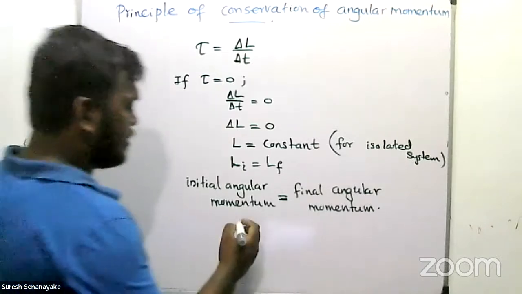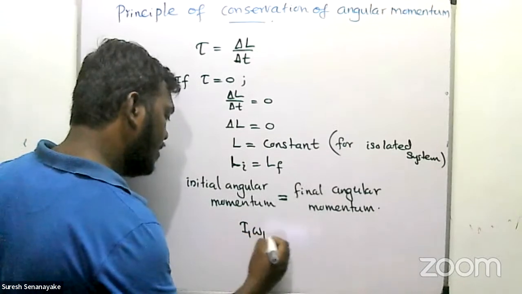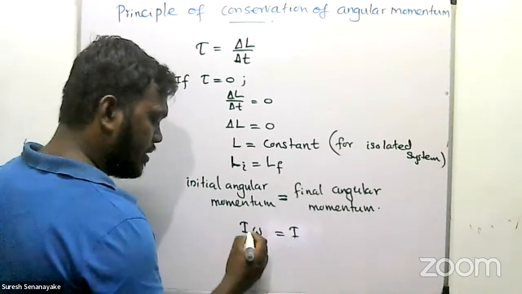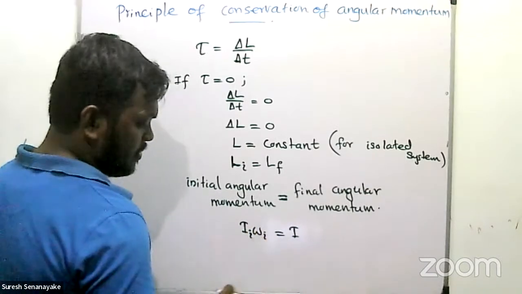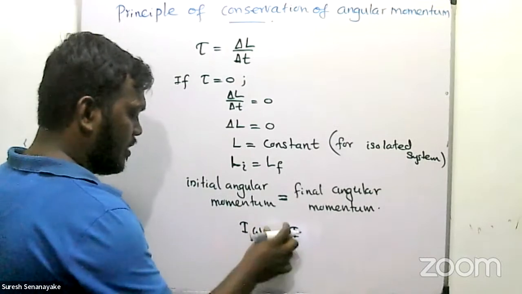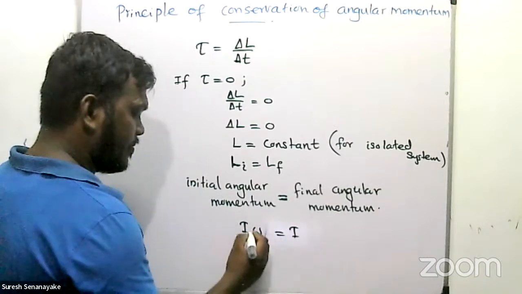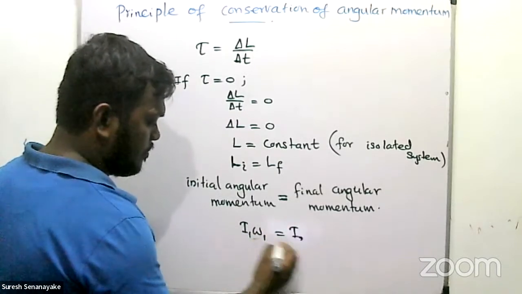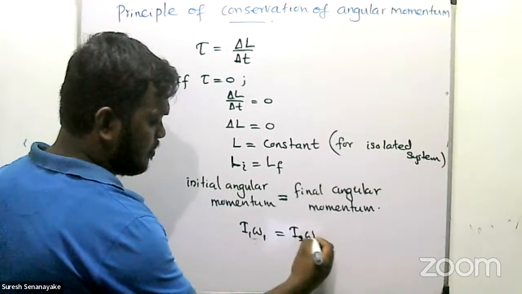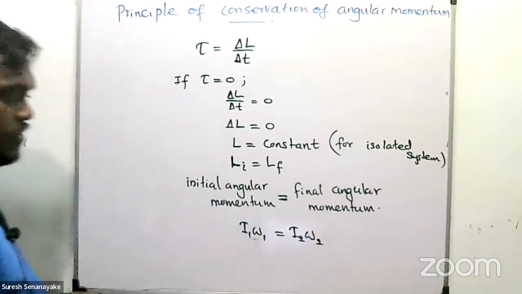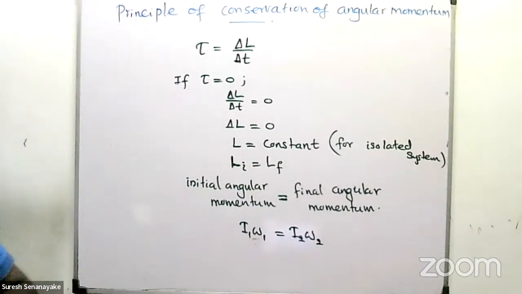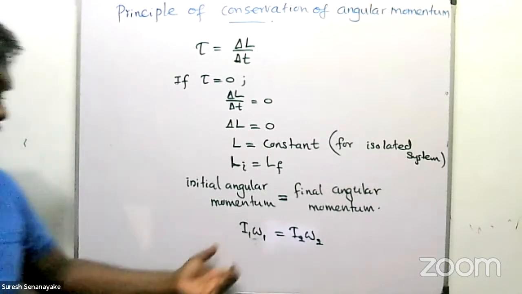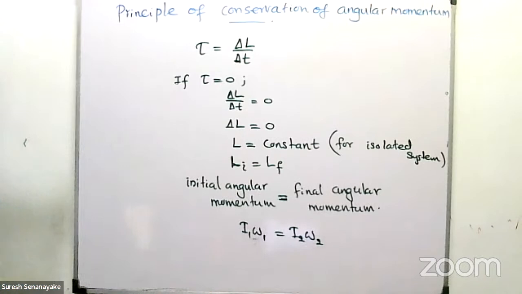And further we can write this, initially, let's say omega 1 and I1. The final system, let me write this in a different way. This is omega, I and I1, omega 1 is greater. Two cases you can consider. You can consider total angular momentum: I1 omega 1, this is I2 omega 2.